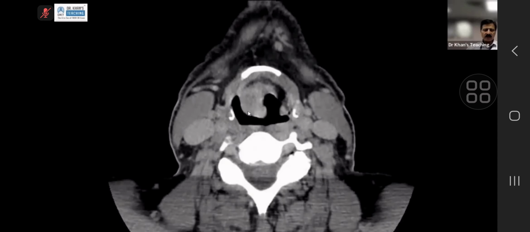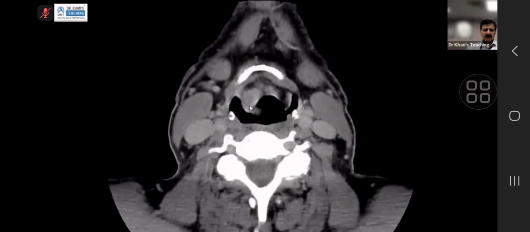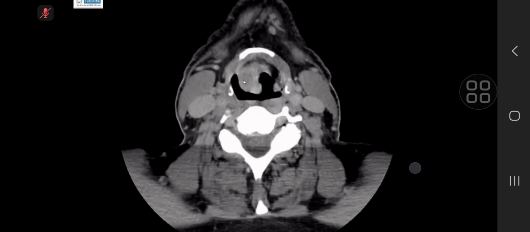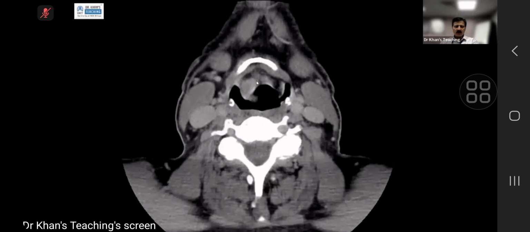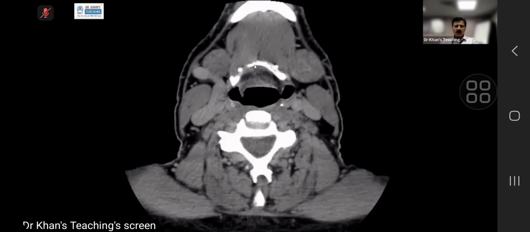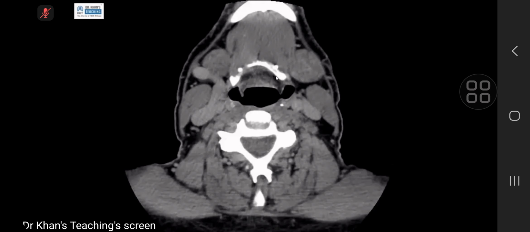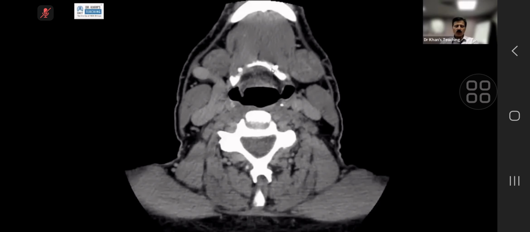What do you think? This is the level of the vestibule. Vestibule? No. Ventricle. No. This is the hyoid. Yes, this is an abnormal case. So I'm going to go through it and I'm going to ask you questions on this.